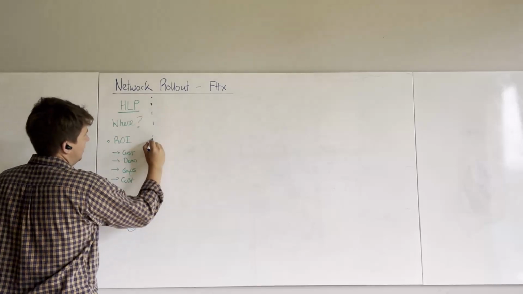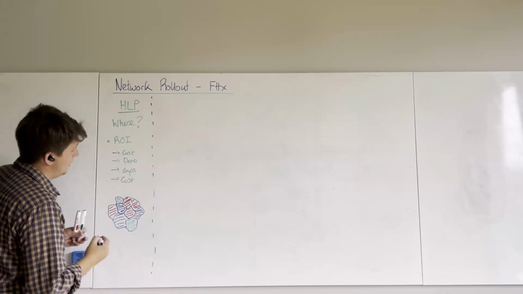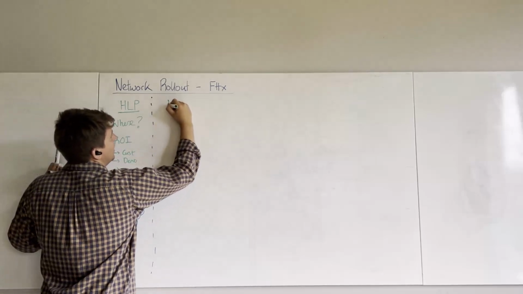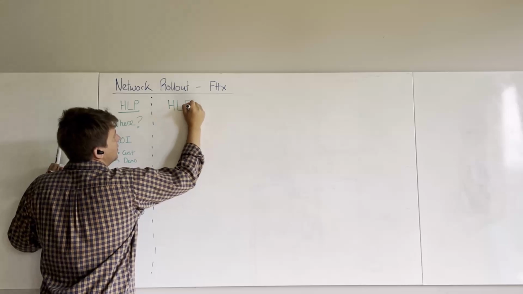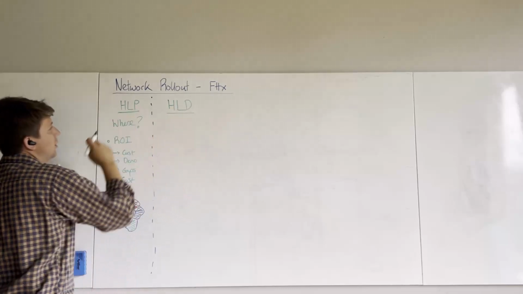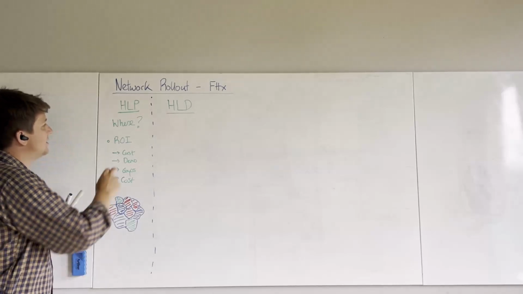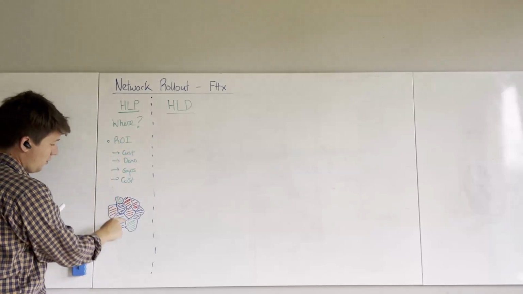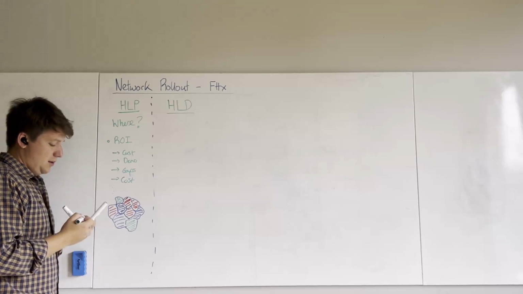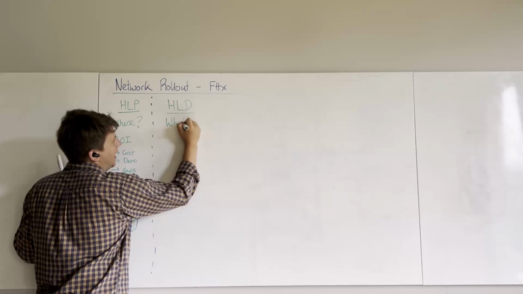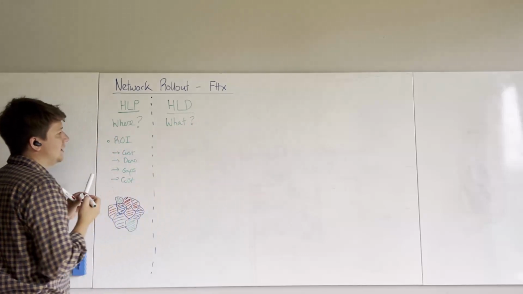So I'm just going to draw a little dashed line here. The next stage is also high level. We're still at the high level stage, but it's high level design rather than planning. We move into that design phase, right? And instead of the question where, we already know where we're going to go to next. What we're going to do is what? That's the kind of question that we're trying to answer in this particular phase.